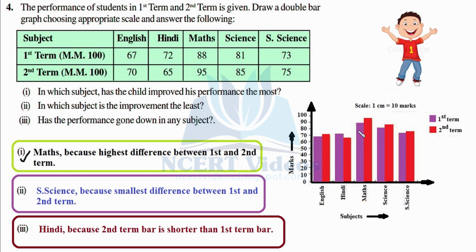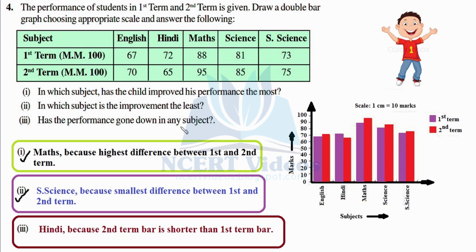This is also not going to be. If you observe these two, English and social science, you see that this is the least. So you can see by observation, social science, because there is a smaller difference between the first and the second term.